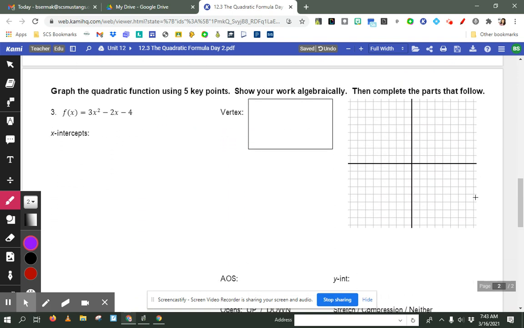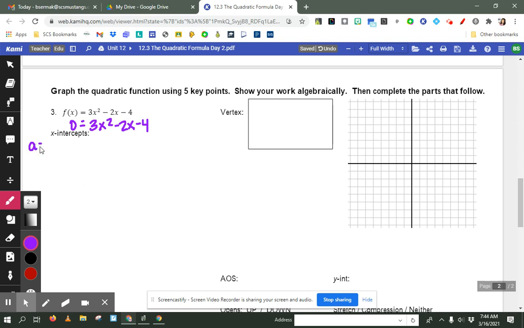On the back, it says graph the quadratic function using the 5 key points. Show your work algebraically, then complete the following parts. So I'm going to do this one with you. It wants us to first find the x-intercepts, so I'm going to set this equal to 0. And I'm going to tell you that this is not going to be able to be factored, so we are just going to use the quadratic formula.